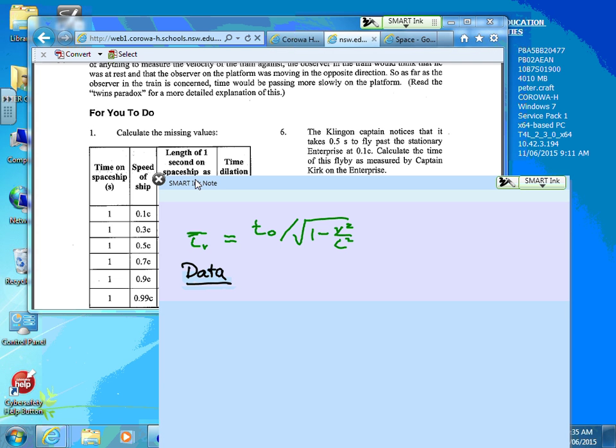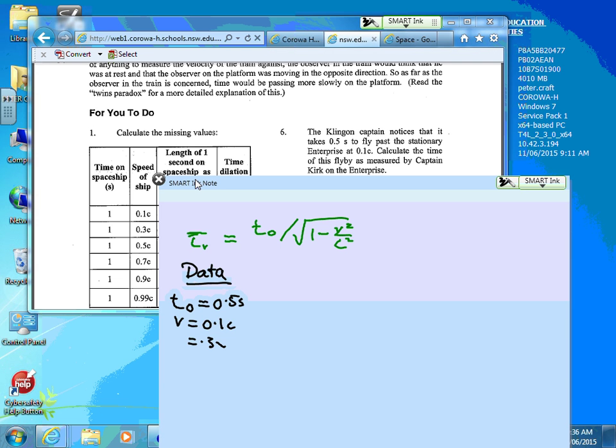The Klingon captain notes that it takes 0.5 seconds to fly past the stationary Enterprise. So which one is in motion? The Klingons, so they are co-moving. It takes 0.5 seconds to fly past the stationary Enterprise spaceship. They're travelling at a velocity of 0.1 c, where c is the speed of light, which if you translate it is going to be 0.3 times 10 to the 8 metres per second.